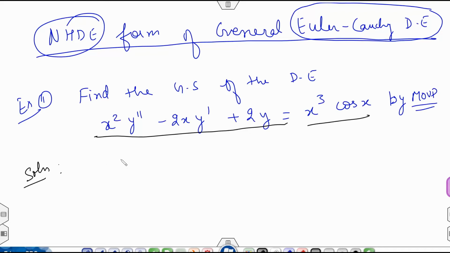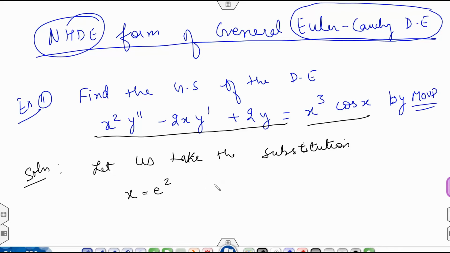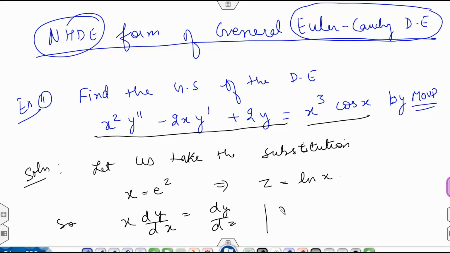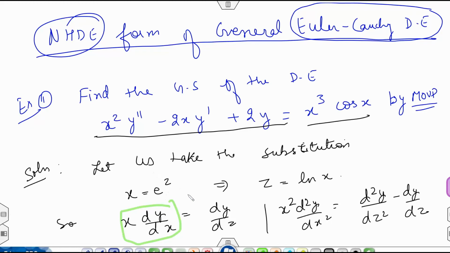So let us take the substitution x is equal to e to the power z. This implies that z is equal to log of x. So you will find that x dy by dx is equal to dy by dz, and x square d square y by dx square will be equal to d square y by dz square minus dy by dz. So now we have to put this substitution over here, and this substitution over here.